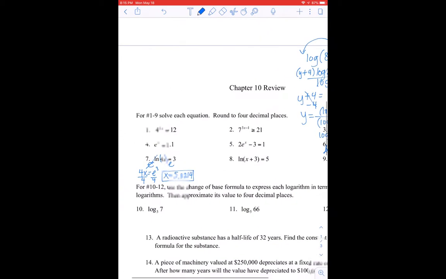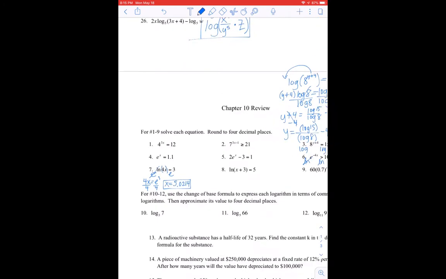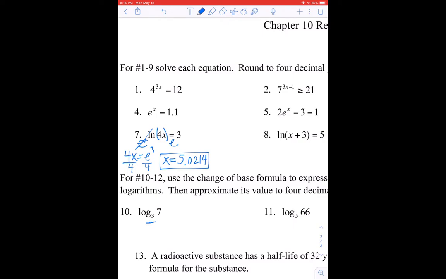Number 10 is down here, so you're going to use the change of base formula to express each logarithm in terms of common logs. So then approximate the value to 4 decimal places. So basically, you cannot plug log base 3 into your calculator, or into most calculators. Log base 3 of 7. You want that base to be 10 because the log button in a calculator is base 10. So the way to convert this, which I told you, is log base 10 of 7 over log base 10 of 3. So the number out here over the base, and you're good.